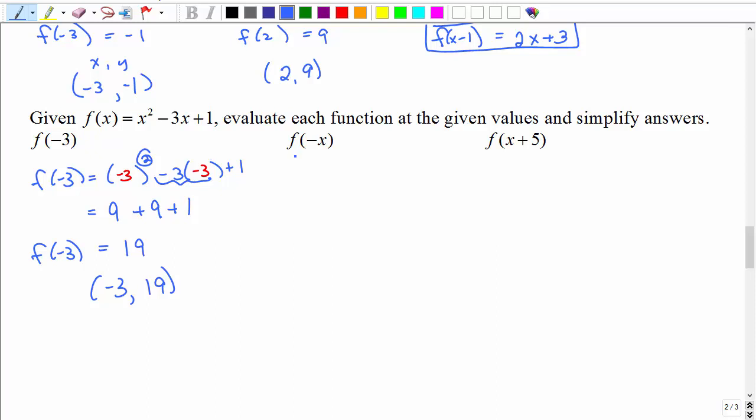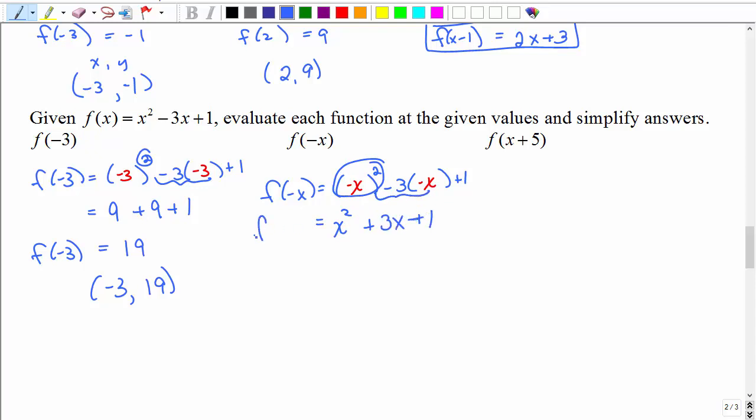But what about f of negative x? We're going to do the same thing. Okay, so we're going to have negative x, then we're going to square it, minus 3 times negative x plus 1. So we're going to square that. That's going to be positive x squared. That's plus 3x. There's no like terms. We're not solving. That's it. Again, a little weird.